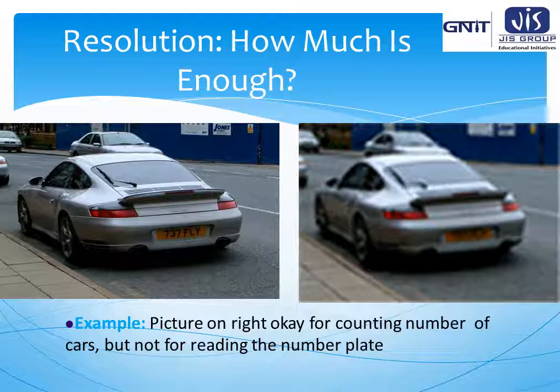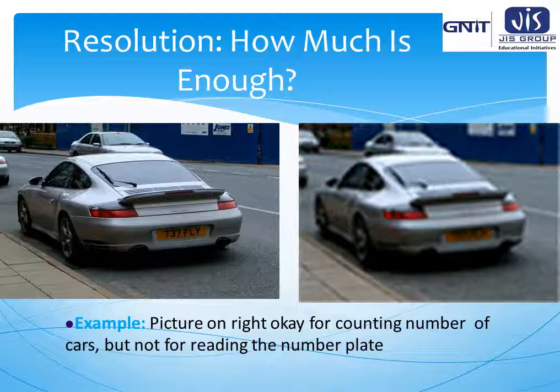So these two images, if we just see the left side images, then the right side images will not be very good to see. But suppose we have only the right side image, not the left side image, then it is not bad at all. You can easily count the total number of cars from that particular image.